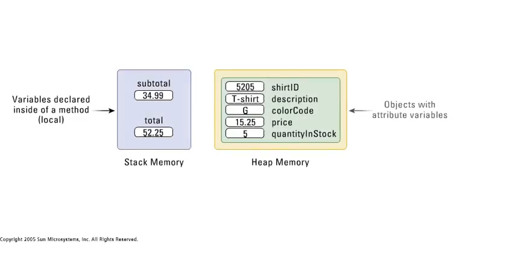It's important to have a basic understanding of where in memory your variables will be allocated. There are two areas of memory, stack memory and heap memory. Stack memory is short-term memory. Short-lived variables will be allocated in stack memory. Local variables, those variables declared inside of a method, are short-term variables and will be allocated in stack memory. Heap memory is long-term memory. The objects that you create in your program will be allocated in heap memory, along with the attribute variables that those objects contain.